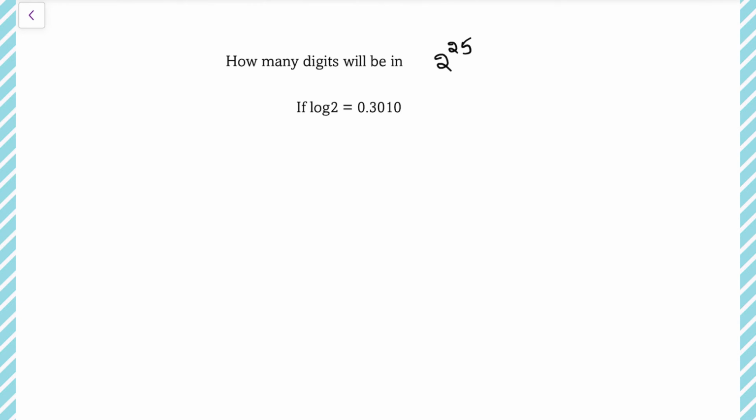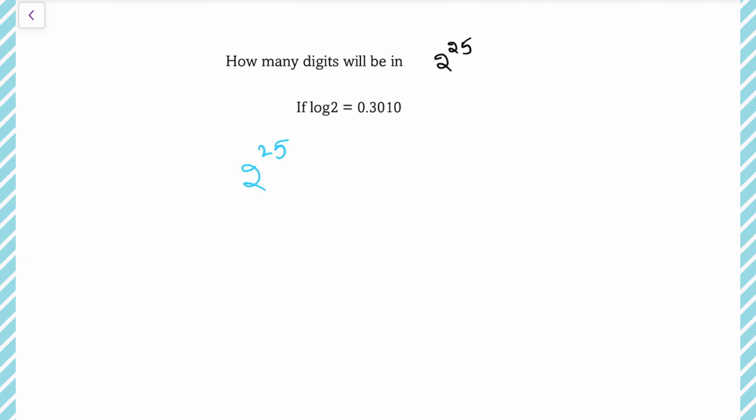Whenever they are asking this kind of question, they will compulsorily mention the logarithm value of some particular number. So in this case, he mentioned log 2 value as 0.3010. So now if you observe the number 2 power 25, here the base is already 2 only, and log 2 value we know also. So this is already in simplified form only.